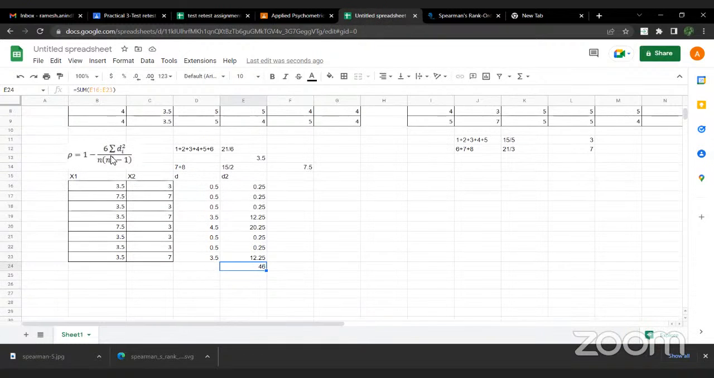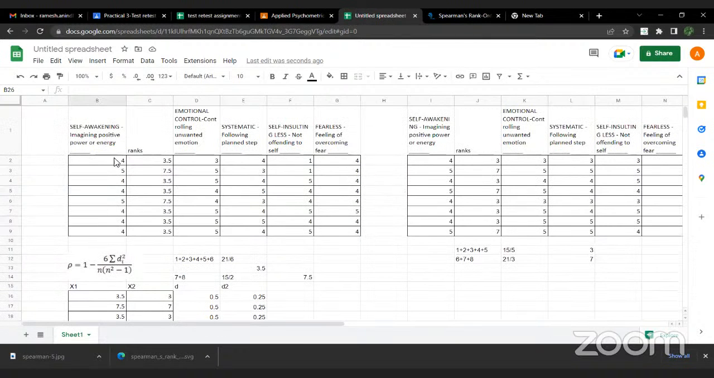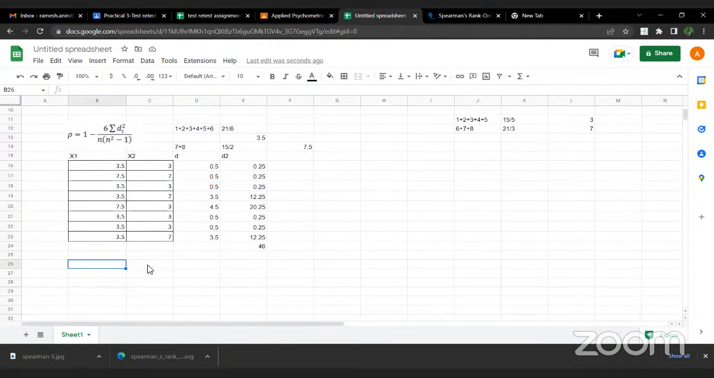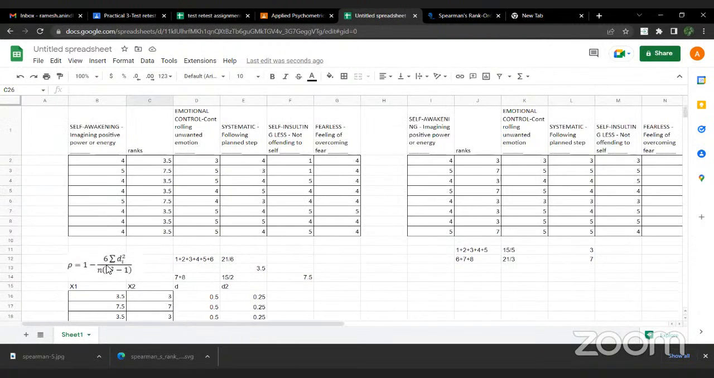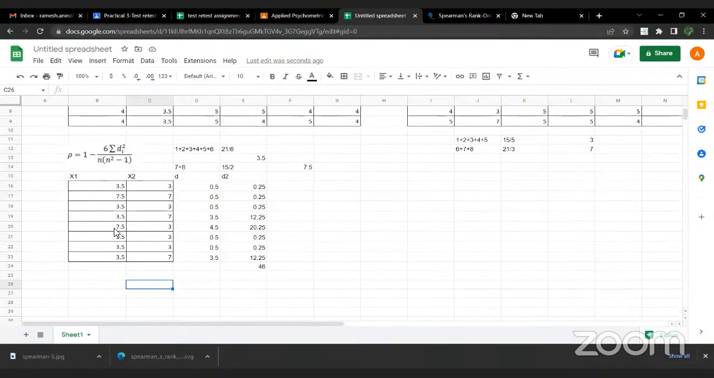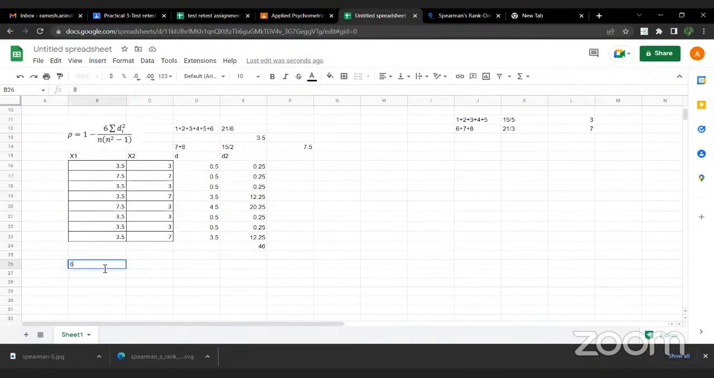Now we need to substitute it in this formula, for which we need to find n into n squared minus 1. N is nothing but the total number of samples. So how many samples do we have here? 8, yeah. So 8 into 8 squared, which is 64, minus 1. This is what we need to find out for the denominator. Am I correct?